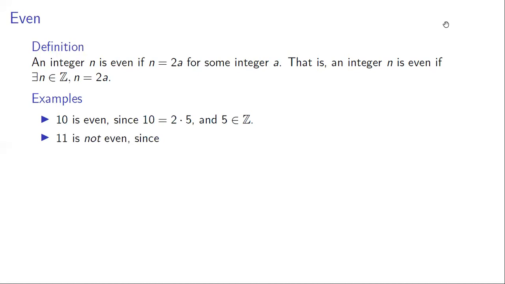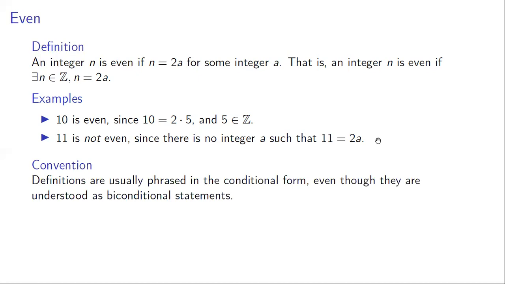How about 11? 11 is not even, but why is that based on this definition? Well, the reason is there is no integer a such that 11 is equal to 2 times a. If you solve for a, you'll get a fraction, right? Not an integer. So there is no integer a that would make it so that 11 is equal to 2 times a. So therefore 11 is not even.